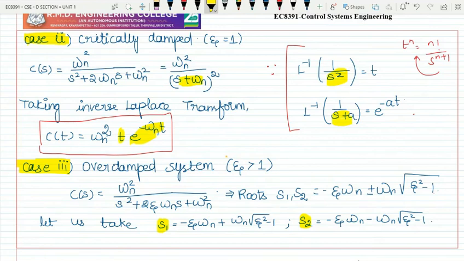Next, the third case is the overdamped system, where epsilon is greater than 1. We know the same equation, and we have the same roots: minus epsilon omega n plus or minus omega n into root of epsilon square minus 1. Now we are going to split these two roots. I am taking s1 equal to this one and s2 equal to this one. Okay, the same two roots.